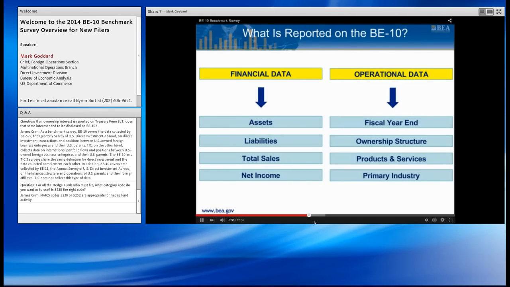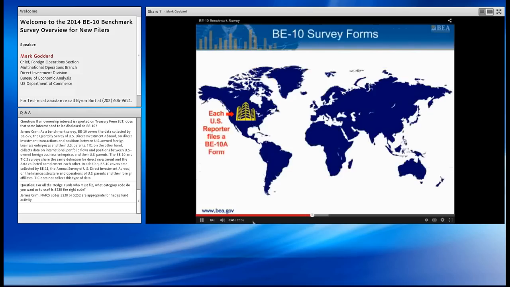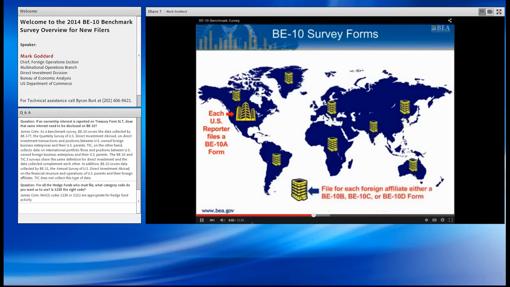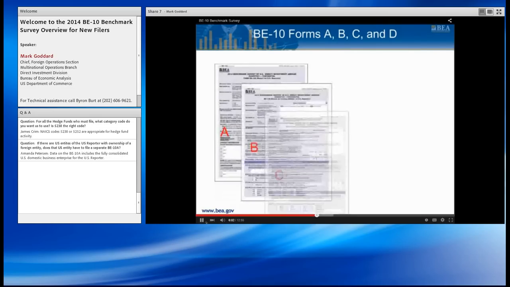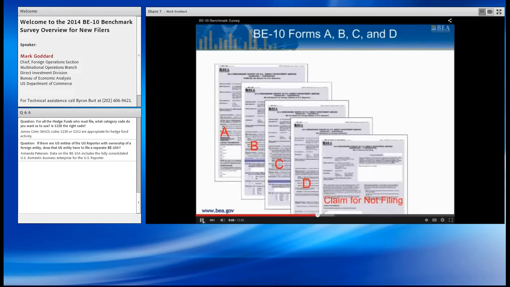The BE10 survey includes BE10 A, B, C, and D forms. Each U.S. reporter files a BE10 A form for the U.S. parent company. Each U.S. reporter files a BE10 B, C, or D form for each of its foreign affiliates. Because the BE10 is only filed every 5 years, some respondents may be seeing these forms for the first time. We would like to give you some helpful background about each of the BE10 forms.